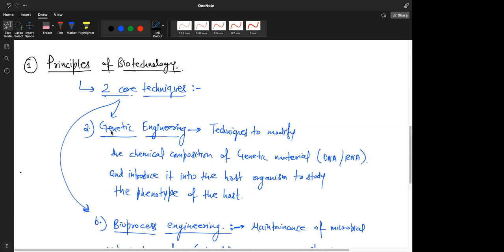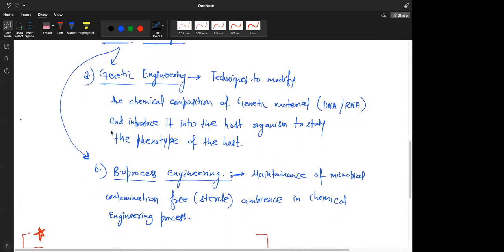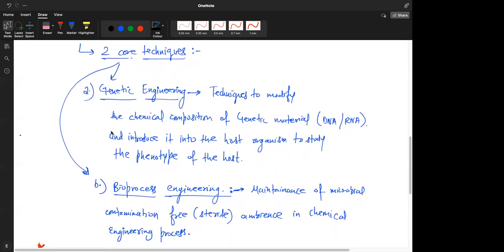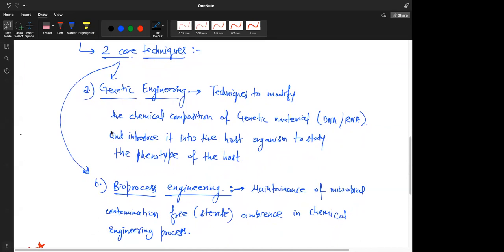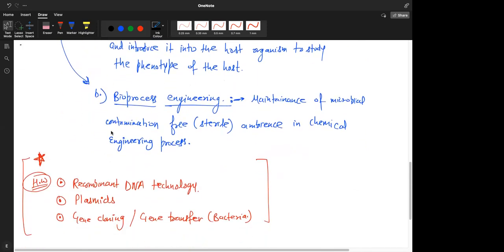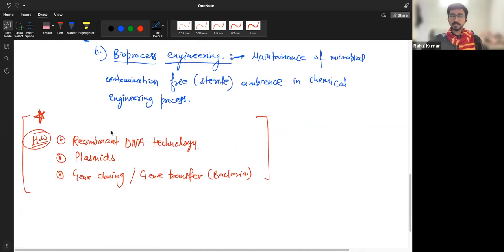Then we learned about bioprocess engineering. This includes the creation and maintenance of a microbial contamination-free ambience in chemical engineering processes. Bioprocess engineering is used to regulate the growth of these microbes. It also includes the synthesis of materials that are used in technology such as IVF. Yeah, correct. Thank you so much, Atif.